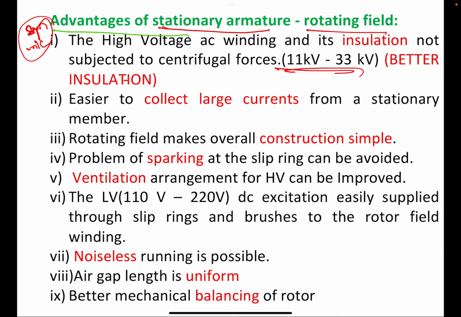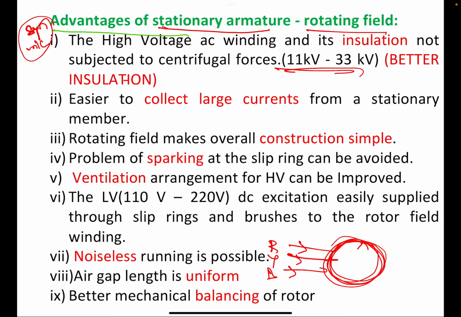Let's try to concentrate here. If I assume that this part is the stator, now here I can directly connect three-phase supply. I can take inputs or outputs. For a motor, I have to give three-phase supply as an input. For a generator, I will connect the power as output here. Is it easy to collect the power from a stationary part or a rotating part? It's always easy to collect the power from the stationary part.